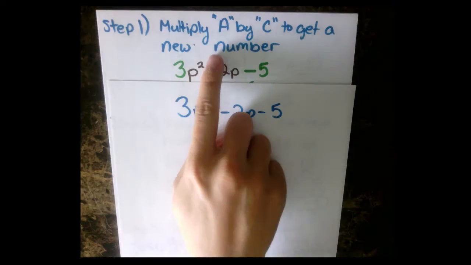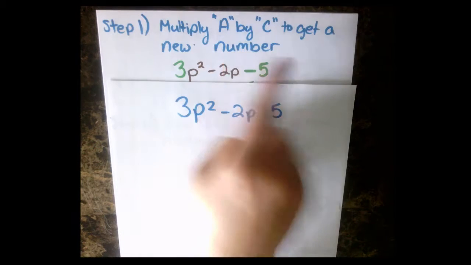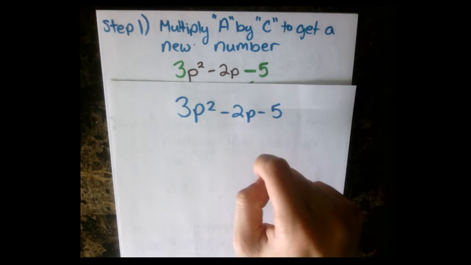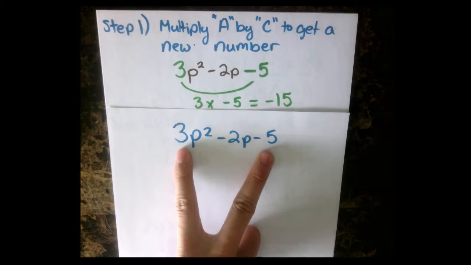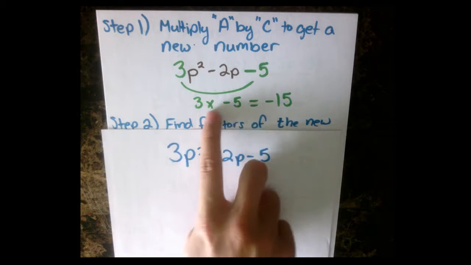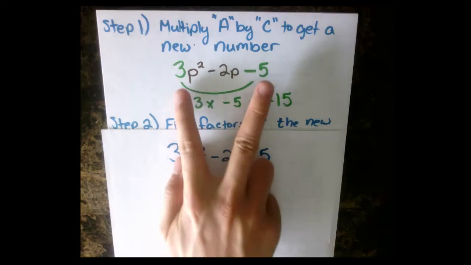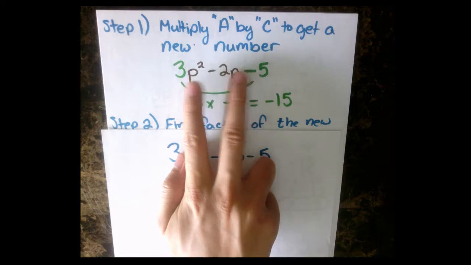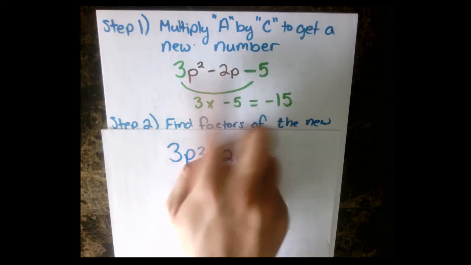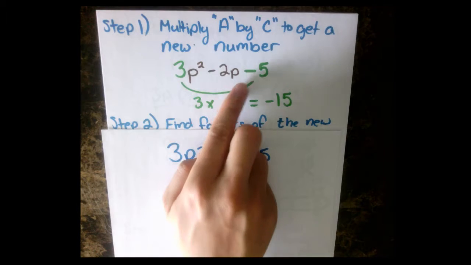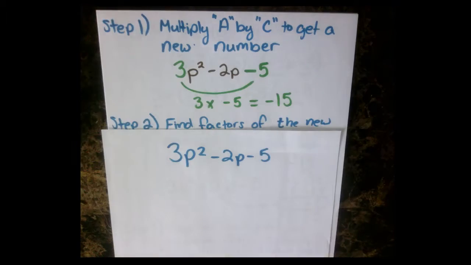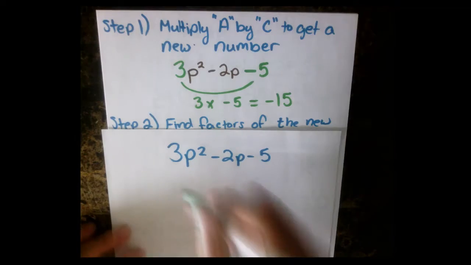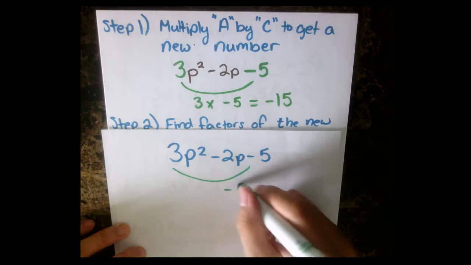Your first step is to go ahead and multiply a by c to get a new number. Okay, multiply a by c. So 3 times negative 5 is negative 15. So you're going to multiply your a term and your c term together. Don't forget your signs. So if you have a negative 5 or a negative 3, don't forget that negative, okay? So multiply these together, we get negative 15.